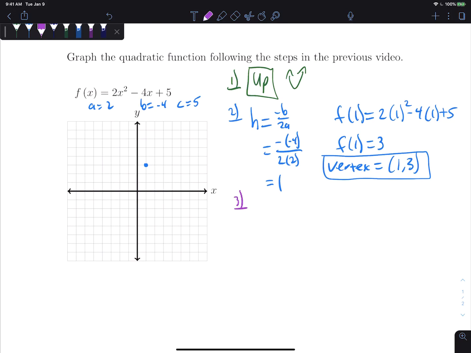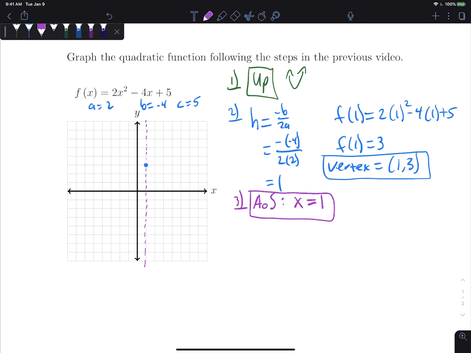The next thing we need is the axis of symmetry. And the axis of symmetry is always going to be x equals a number. And that number is the x-coordinate of the vertex, in this case, 1. And we're going to go ahead and draw the axis of symmetry by doing a vertical dotted line at x equals 1. Fantastic.